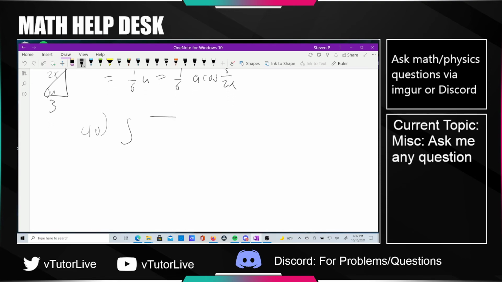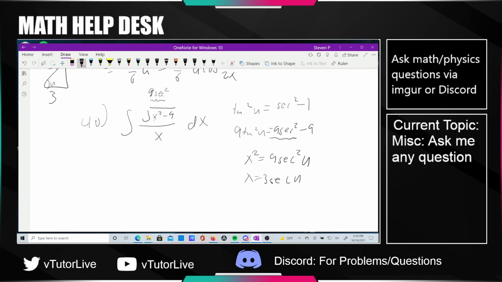If you look at 40, it turns into the integral of square root of x squared minus 9 divided by x dx. Nothing too mysterious. You just have to remind yourself which identity to use: tan squared of u is equal to secant squared minus 1. So 9 tan squared of u is equal to 9 secant squared minus 9, and 9 secant squared is going to look like x squared, which is what we want to match up. So x squared is equal to 9 secant squared of u, x is equal to 3 secant of u, and dx is equal to 3 secant u tan u.